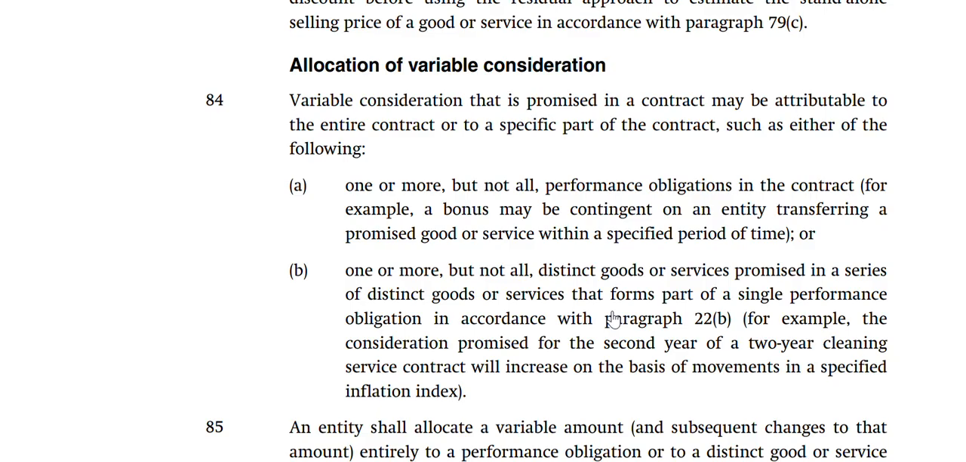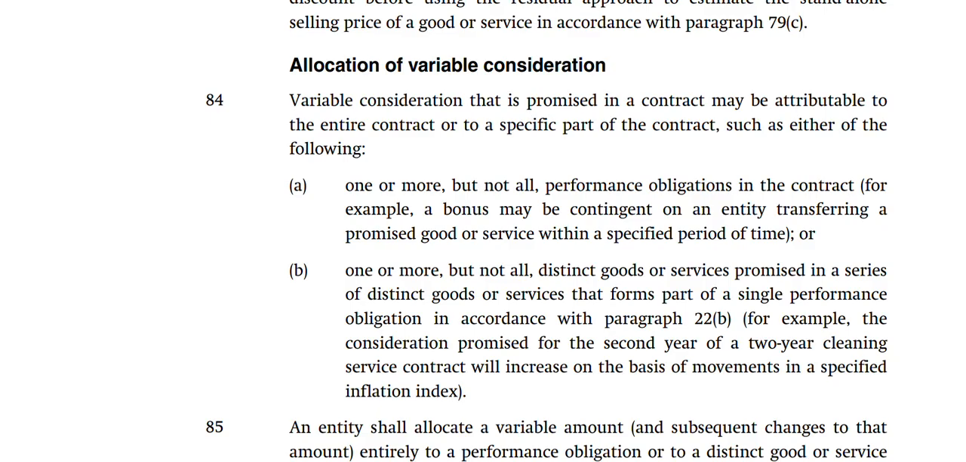Variable consideration that is promised in a contract may be attributable to the entire contract or to a specific part of the contract, such as either of the following: one or more, but not all, performance obligations in the contract, or one or more, but not all, distinct goods or services promised in a series of distinct goods or services that form part of a single performance obligation according to paragraph 22b.